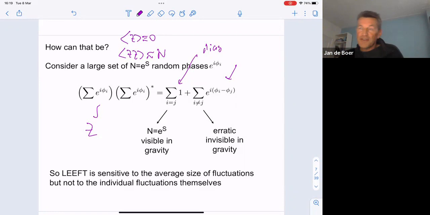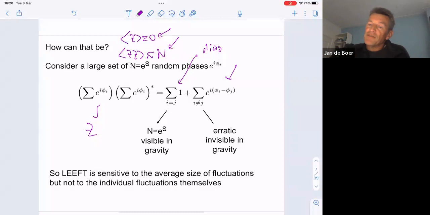The semi-classical theory is a suitable coarse graining. Therefore, if the UV theory had this particular structure, so if the UV theory consisted of a huge number of random phases, then the prediction for semi-classical gravity would be that the one-point function of Z would be zero and the two-point function would be n. So what you're getting here is statistical information about these random phases rather than the individual random phases, because this is simply telling us that the expectation value of all these random phases is zero. And this tells us that the variance of all those random phases is square root n.